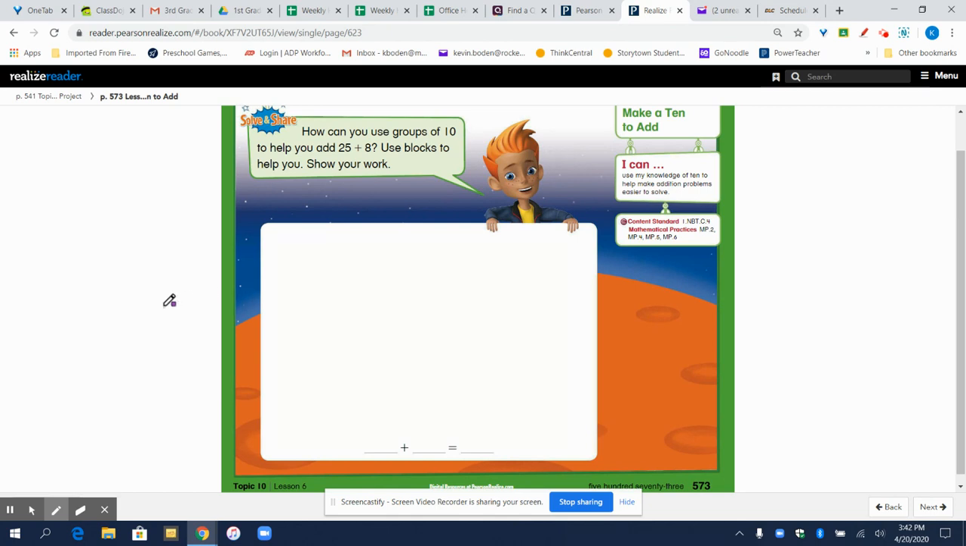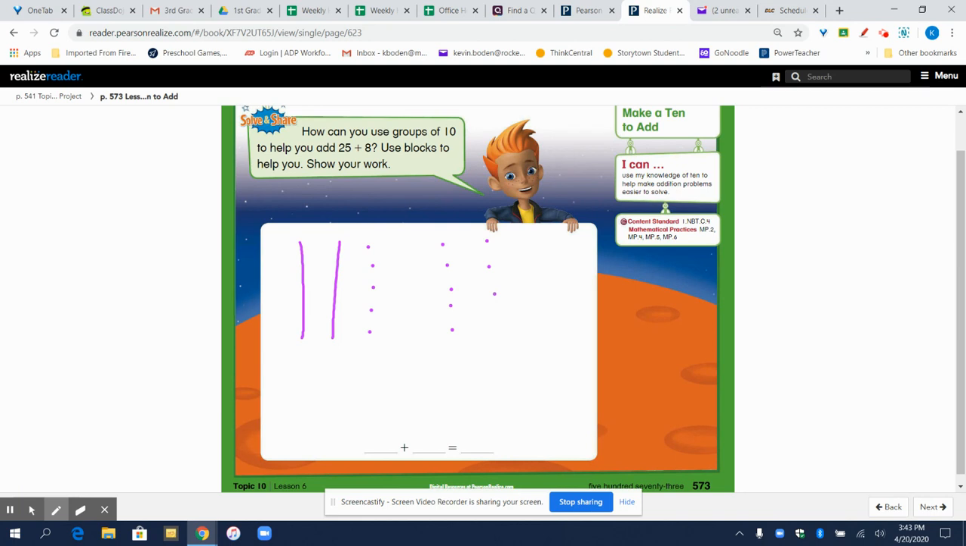And it says use blocks to help you. Of course we're going to use blocks to help us. And our equation is 25 plus 8. So I'm going to start by drawing 10, 20, 21, 22, 23, 24, 25, plus 8 more. 1, 2, 3, 4, 5, 6, 7, 8. All right, I'm good to go.